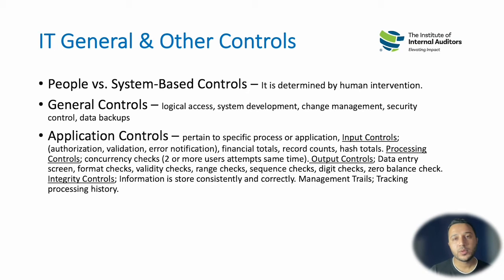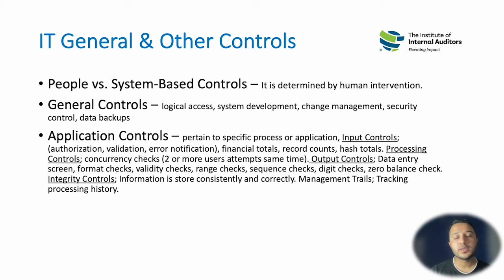Some other ways by which you can classify controls are people or system-based control, as we have discussed earlier. Manual and automated could be the same criteria. In system controls, we have general controls, and then we have application controls. The general controls are logical access when you try to access your computer or an application, the basic logical passwords and all. System development related controls, change management. If you want to change something, what are the key criteria you have to fulfill? Security controls and backups. So these are part of the general controls.